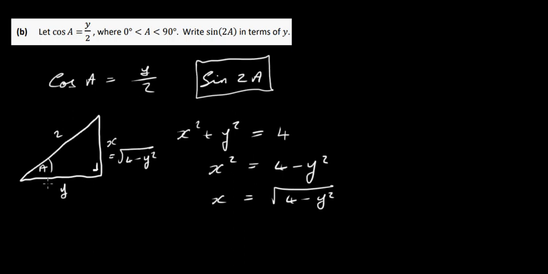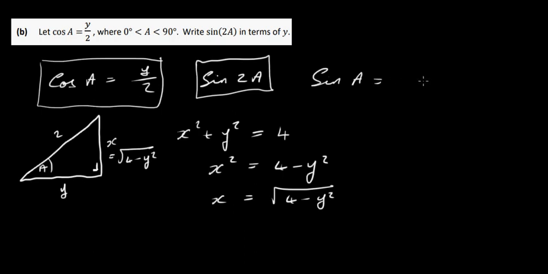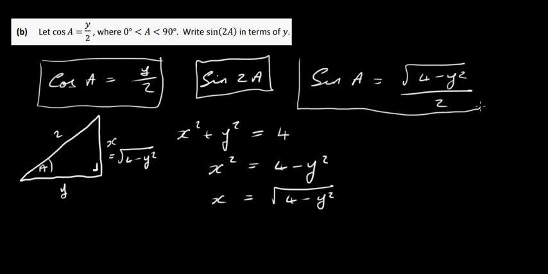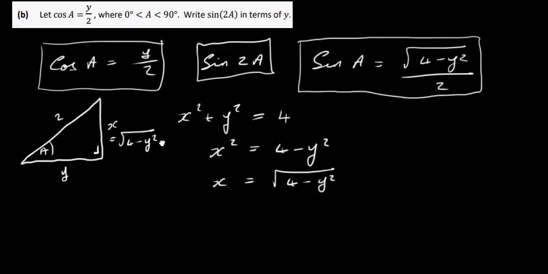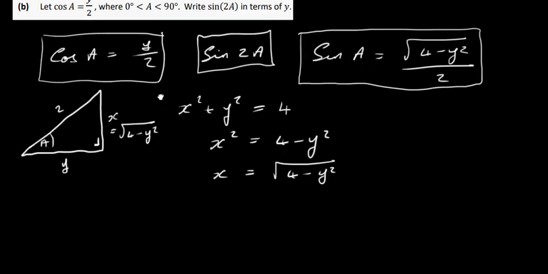So now we can write everything in terms of y. Our cos of A is y over 2, and our sine of A now is going to be the opposite, which is the square root of 4 minus y squared all over 2. So now we have the sine of A and the cos of A. Okay, so we need to find the sine of 2A. It says write down the sine of 2A in terms of y.